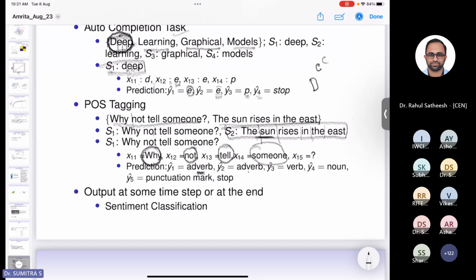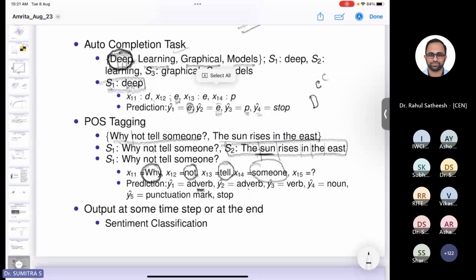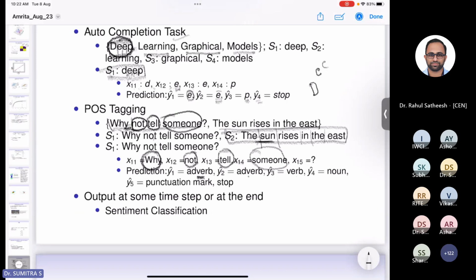Also, in these two tasks, for each subsequence, this is a sequence and I'm dividing it into different subsequences: subsequence one, subsequence two, subsequence three, subsequence four, for the first sequence S1. And I need to get a prediction for each subsequence. What is Y, whether it is a verb or not. But in some cases, we don't need the prediction at each and every point.